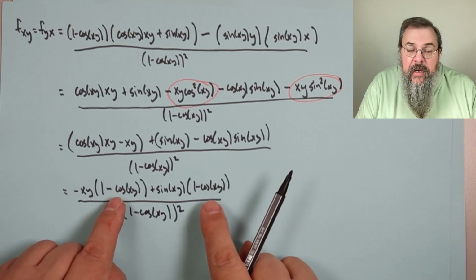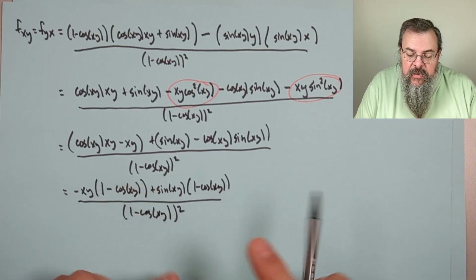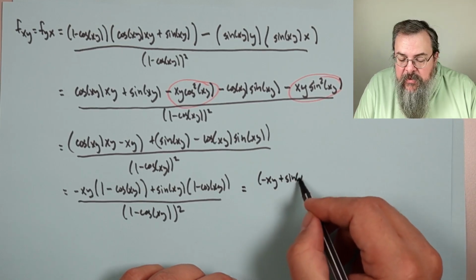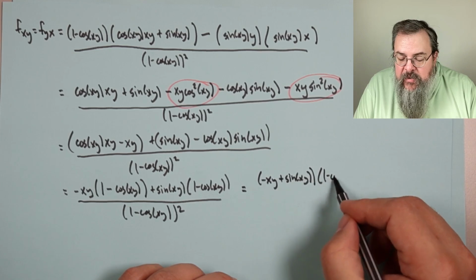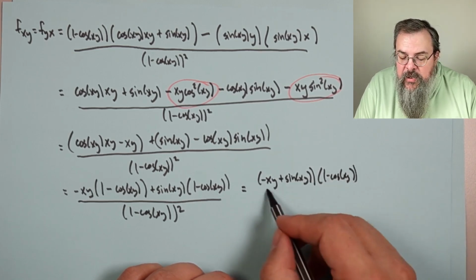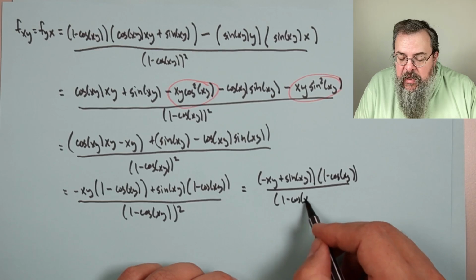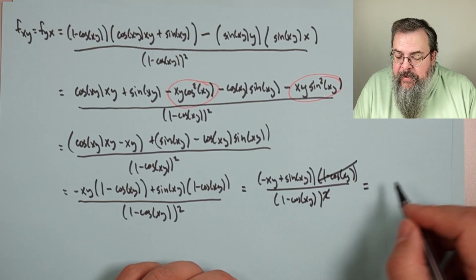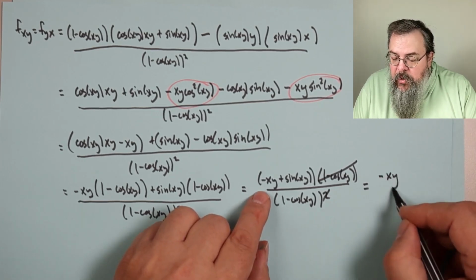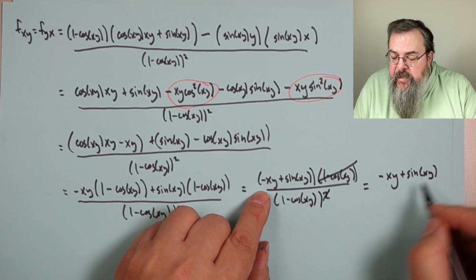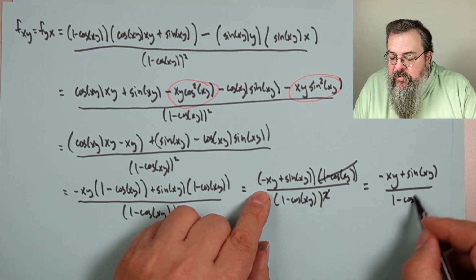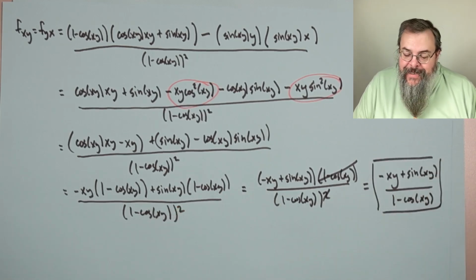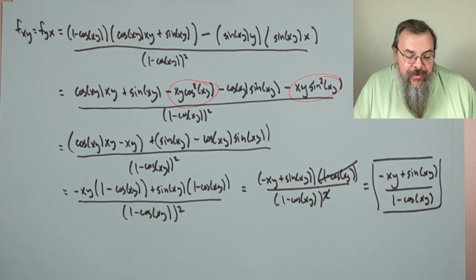And now, the great aha, pull that out, and we'll go ahead and do that. Minus xy plus sine of xy times 1 minus cosine xy over 1 minus cosine xy squared. Get some cancellation, and we're left with upstairs minus xy plus sine of xy, and downstairs 1 minus cosine xy. And there we go. Our mixed partial derivatives.